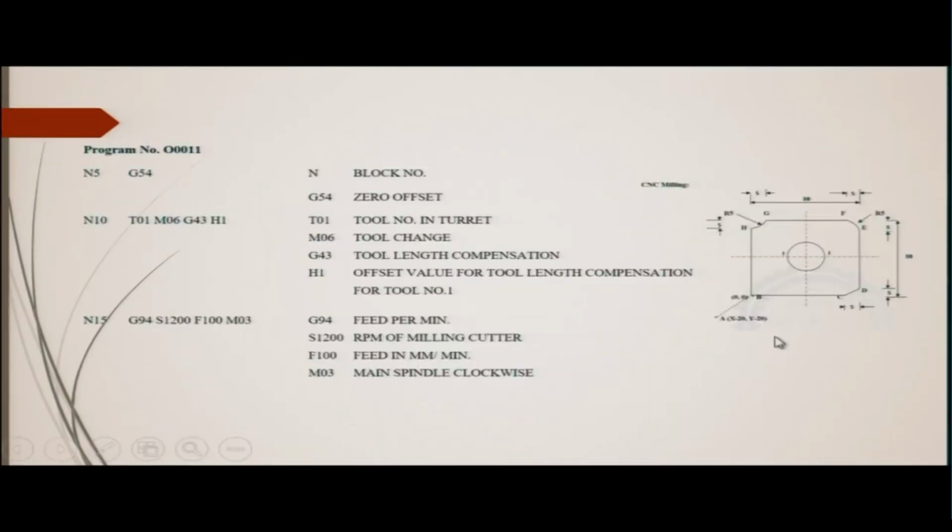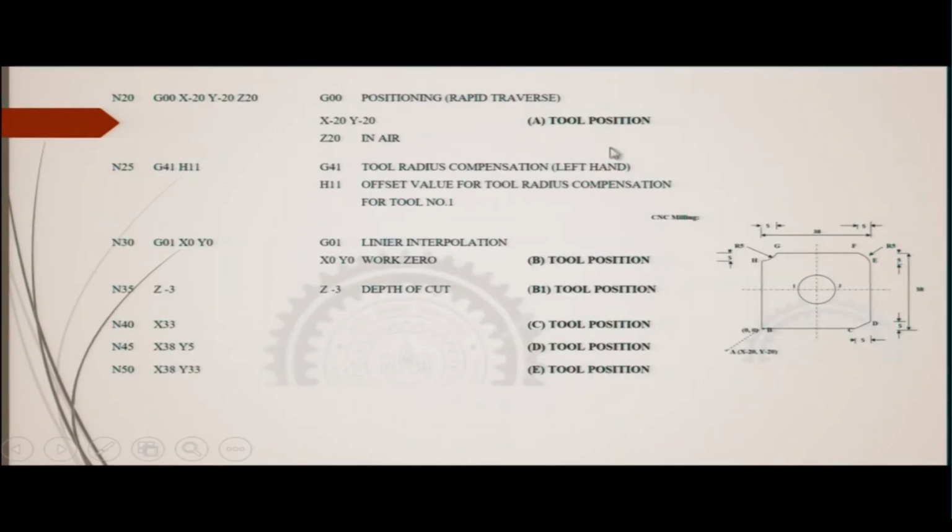Similarly, in case of milling, here we have made a 0, and this is the tool position x0, y0. Now, the next block says move z to minus 3, this is the depth of cut. It will go a little deeper, with 3 millimeters of depth. This is the depth of cut given. This is the tool position, let us say B1, that means it has gone below B with 3 millimeters of depth.